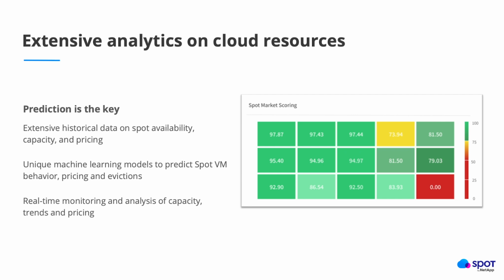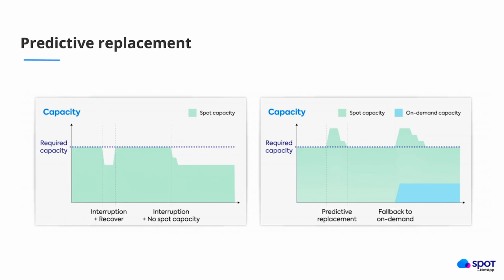Then we complement that with some real-time monitoring and analytics. And that real-time monitoring and analytics basically then allows us to figure out what are the capacity trends, what are the pricing changes that are happening in these Spot VM markets. So with that information, there's a number of great things we can do. One example is that we can do predictive replacement for instances.